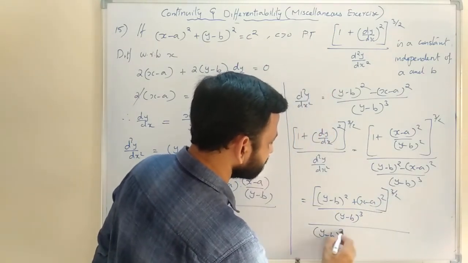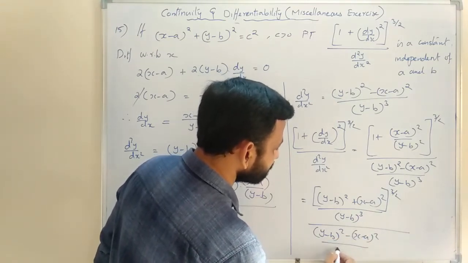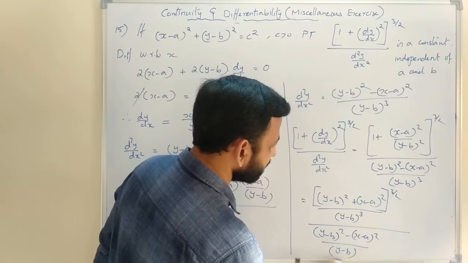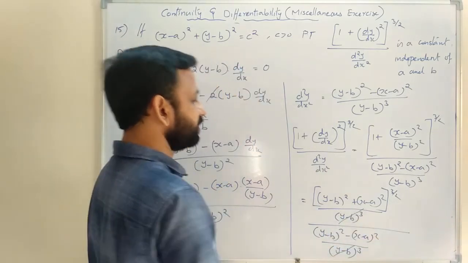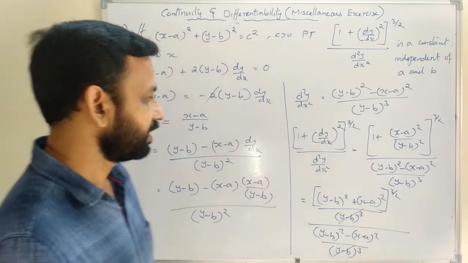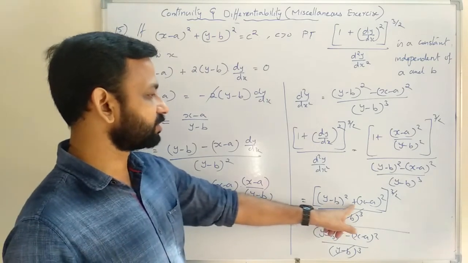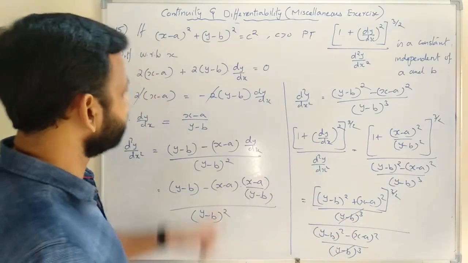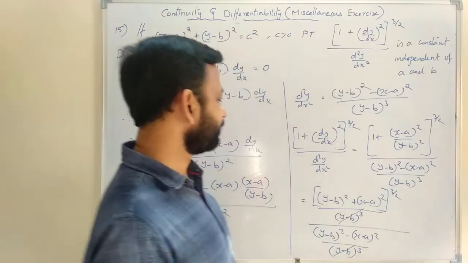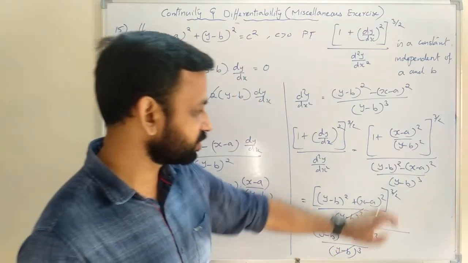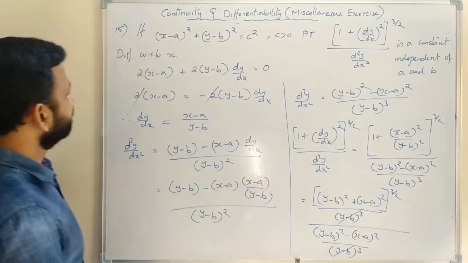Then denominator again, same expression. (y minus b) whole square minus (x minus a) whole square divided by (y minus b) raised to the power 3. So (y minus b) raised to the power 3 and (y minus b) raised to the power 3 cancelled. Then (y minus b) whole square plus (x minus a) whole square can be replaced by c square, and here we have c square raised to the power 3 by 2, and this expression we need to check properly.